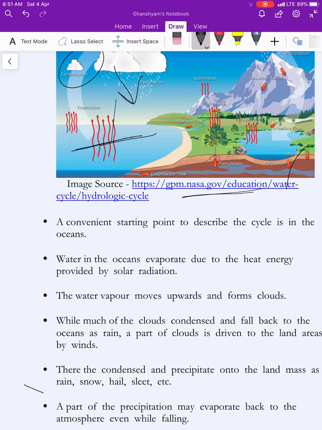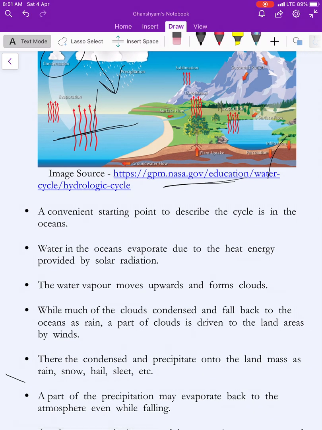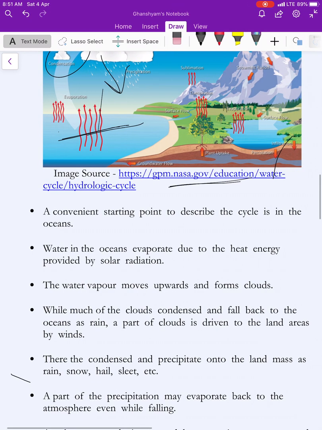So this is a cycle actually. A cycle has no end and no start. But to study this cycle, we have to start from somewhere. So a convenient starting point is oceans. So this is a question for you to search: why particularly ocean only, why not any stream or surface flow, are we taking as our starting point? The main source is solar energy. For this cycle, the driving force is solar energy.